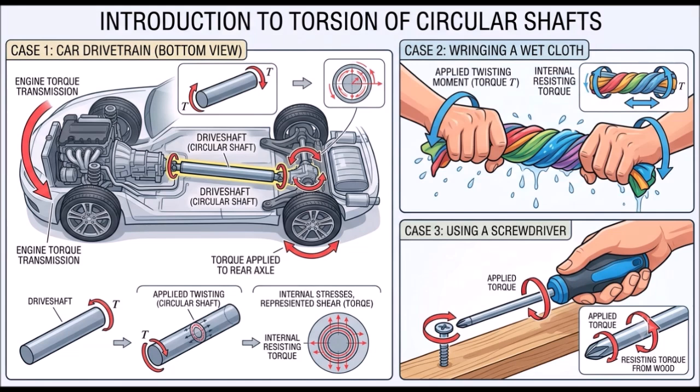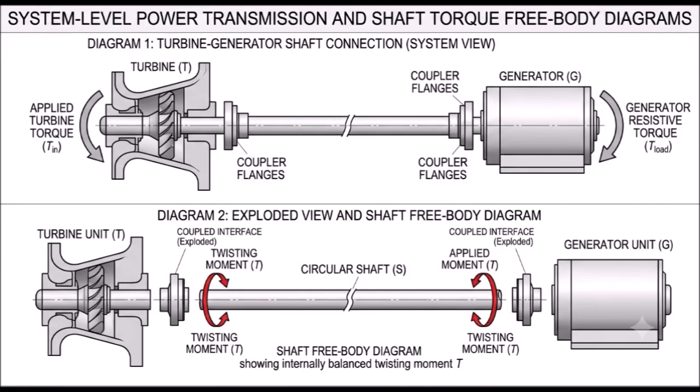You can see automotive powertrain, where a shaft that transmits power from the engine to the rear wheels is subjected to torsion. And you can see a screwdriver. When you use a screwdriver to turn screws, you are actually applying torque on the screwdriver. And even when you twist a cloth to remove water from it, you're applying a twisting movement. It is also torsion.